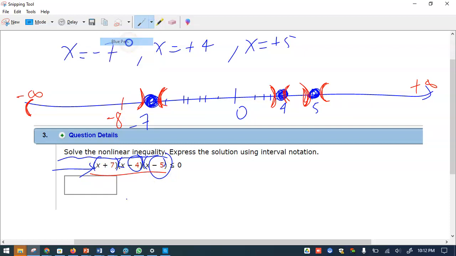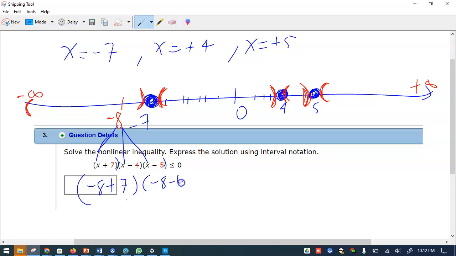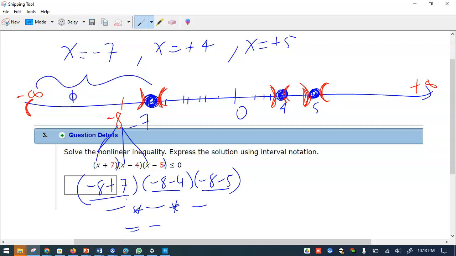Each time you're using, let me write it here. The best thing is to do the scratch work and plug this in. -8, -8, -8. So what you get is -8 plus 7, -8 minus 4, -8 minus 5. This will be minus, this will be minus, this will be minus. So you have 3 negatives multiplied, and when 3 negatives are multiplied you get negative. So this section from here to here is negative.